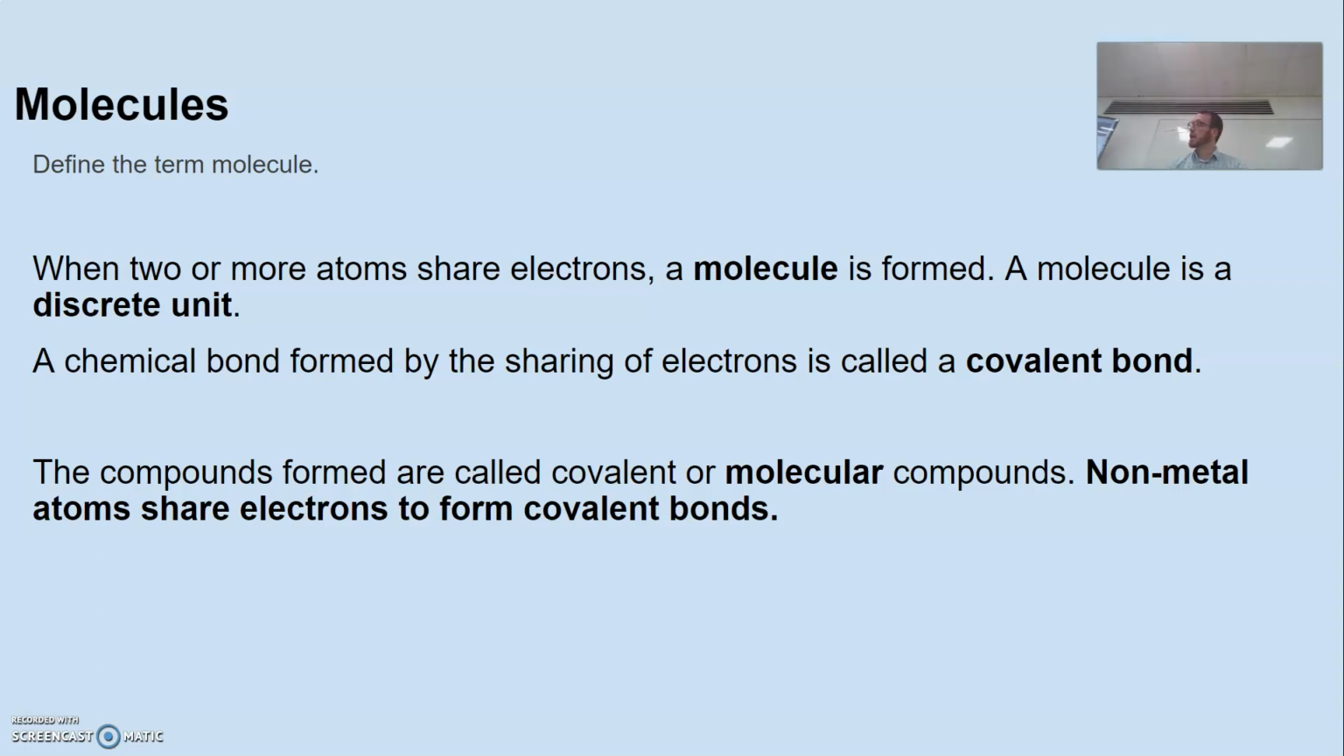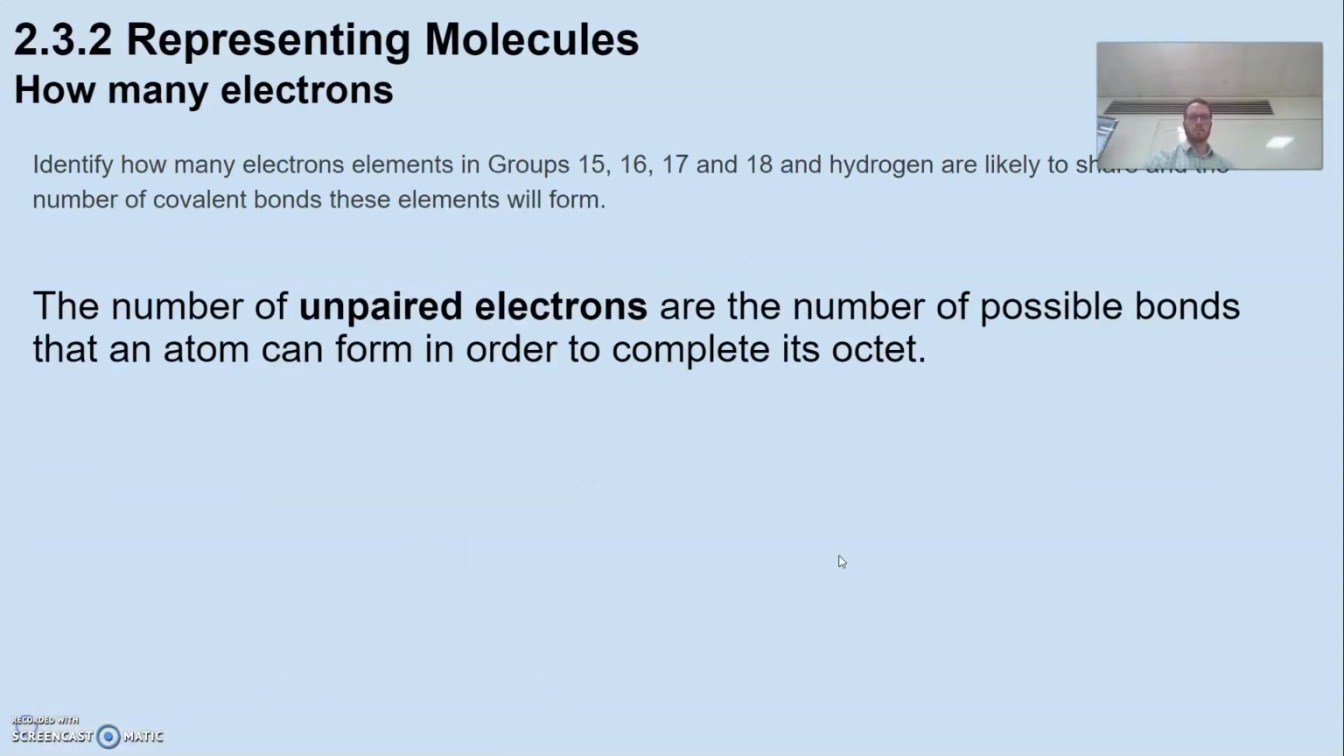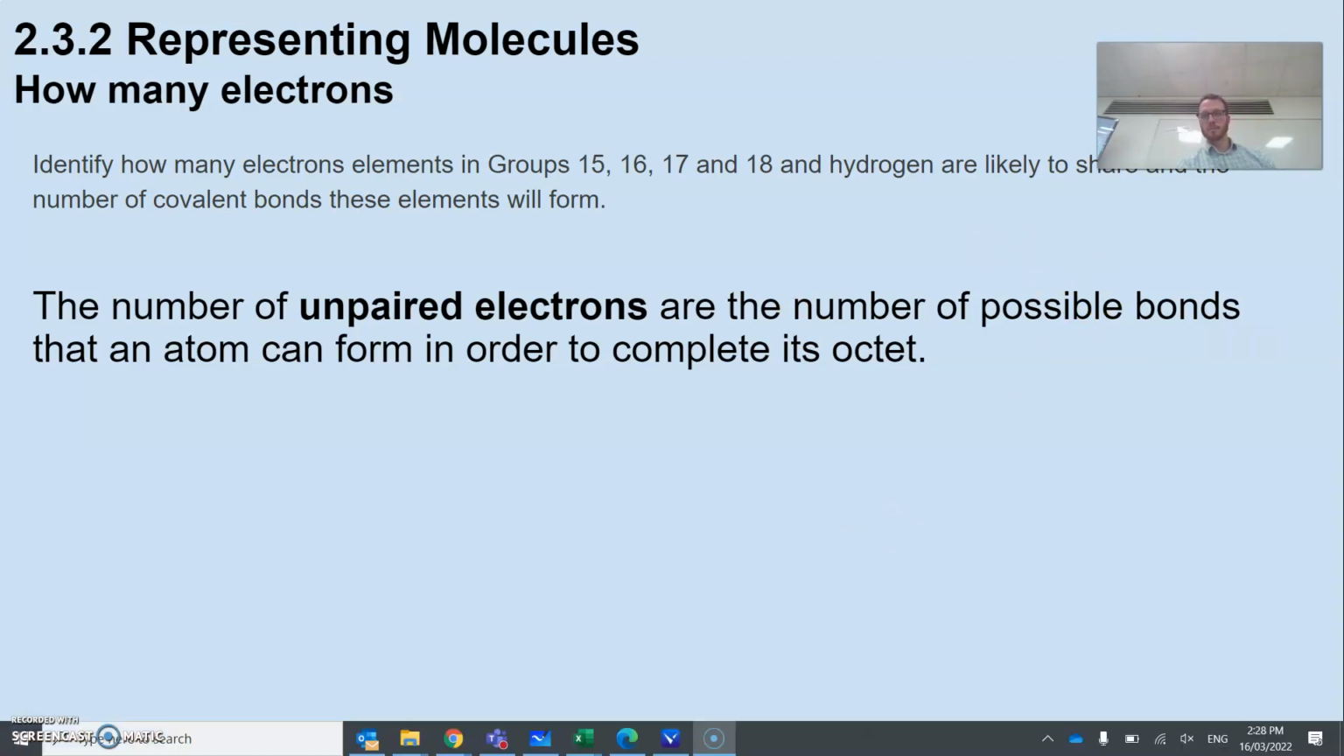Any questions there? I'll pause and give you a moment. Okay, so how do we represent them? Identifying how many electrons in groups 15, 16 and 17 and hydrogen are likely to share and the number of covalent bonds that these elements will form.